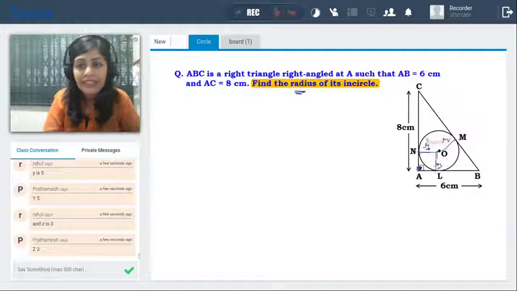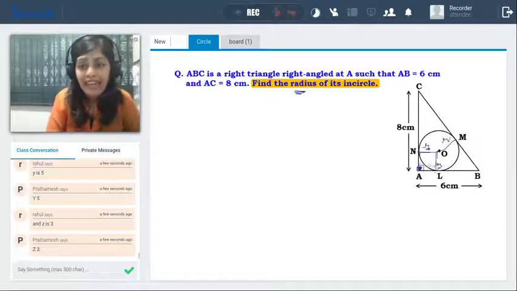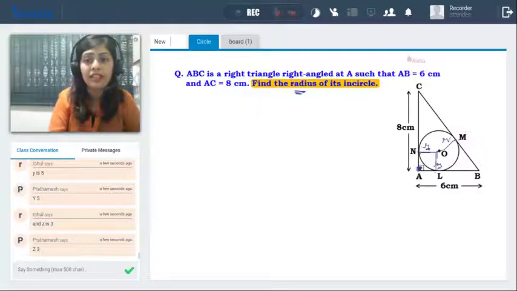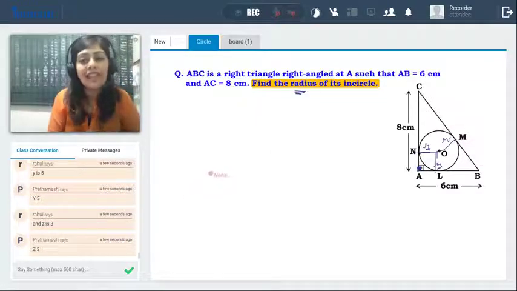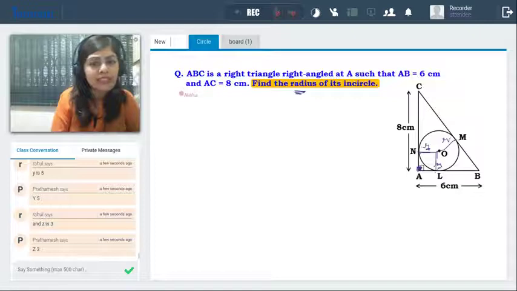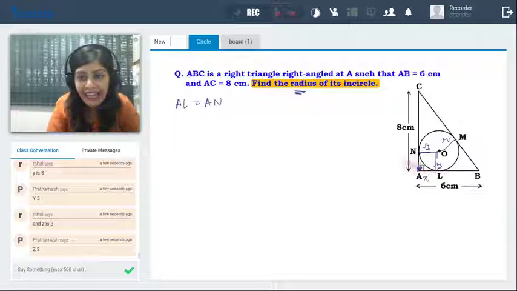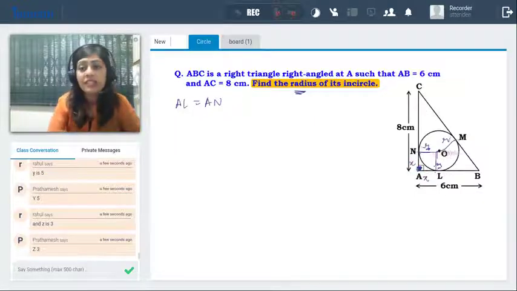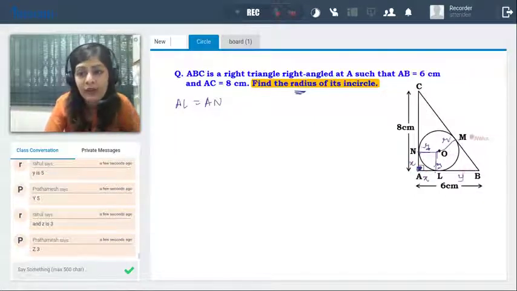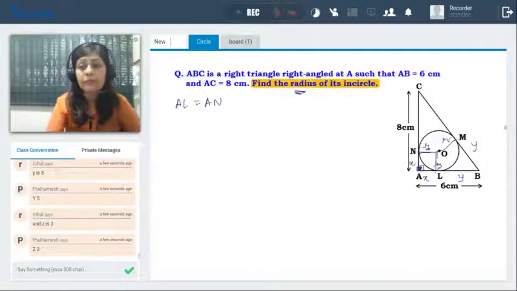Now, radius, if you see, now pay attention. Again, what do we have? External points to the circle ABC. So from every external point, do we have two tangent segments? Yes, definitely. AL equal to AN. So I'm going to mark AL and AN as X. Similarly, BL equal to BM, Y. CM equal to CN, Z.